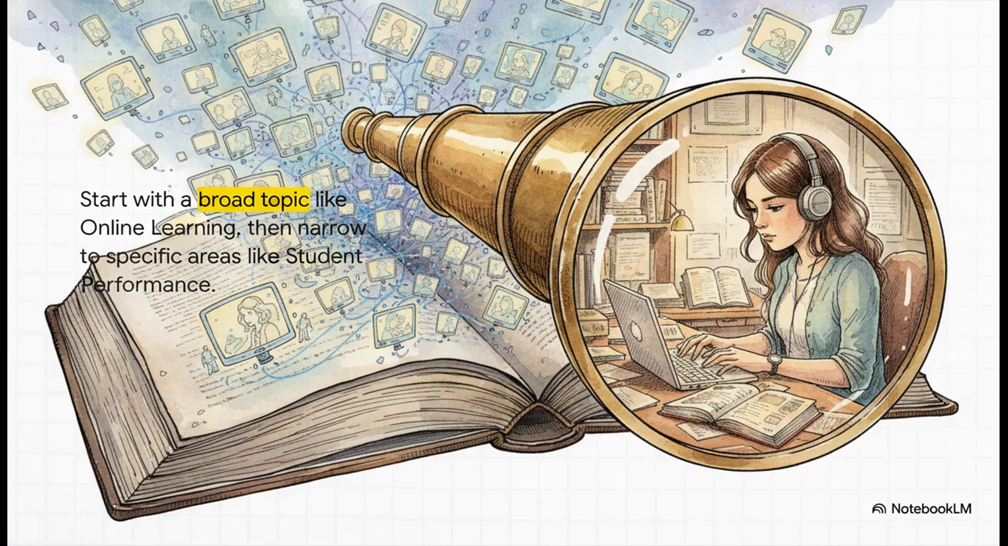Let's use a running example today, okay? Imagine your broad topic of interest is online learning. Now, if you just go to an academic database and literally type in online learning, you are going to be absolutely drowned. I'm talking millions of results. It is way too vast. You can't just research online learning as a whole entity, but it is a vital entry point.